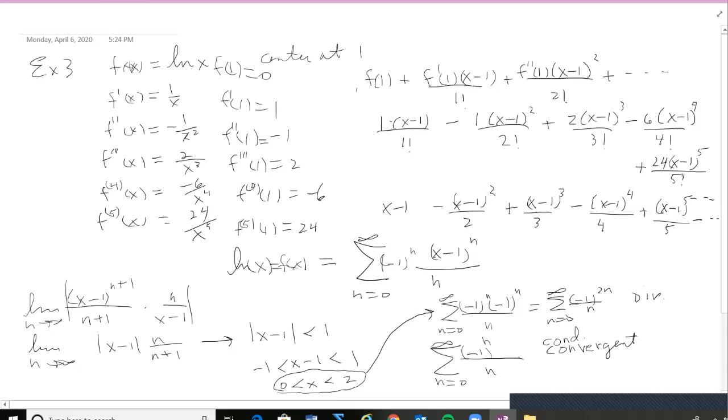So at 2, we would actually pick up an extra point. So we can conclude then that our interval would look like this. Okay, that's the actual interval for this one.